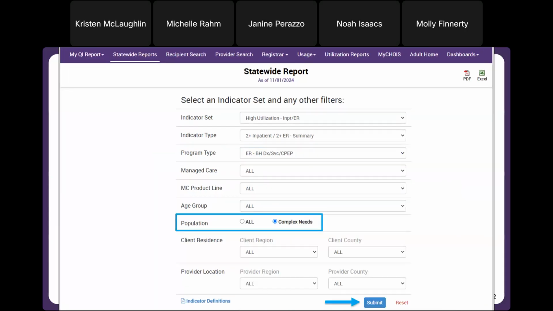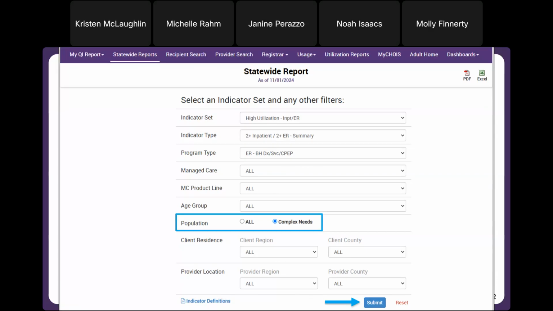So now the statewide report that I'm running here is saying, of the people who have 2 or more inpatient or 2 or more ER flags that also have a program type of the ER behavioral health diagnosis service or CPEP, how many also have a population with complex needs?